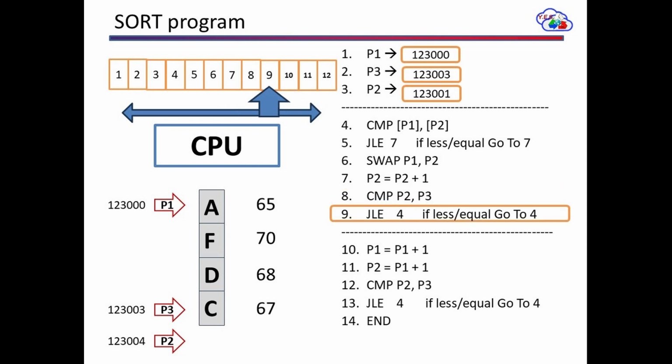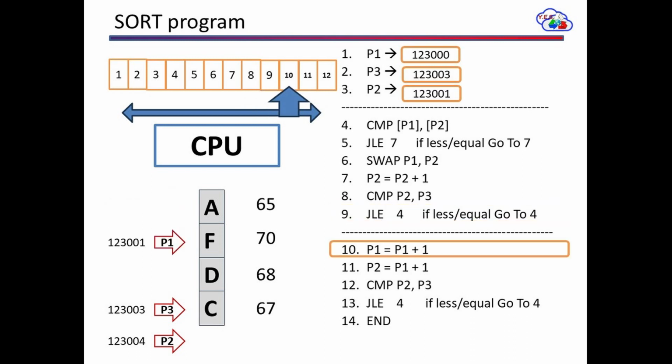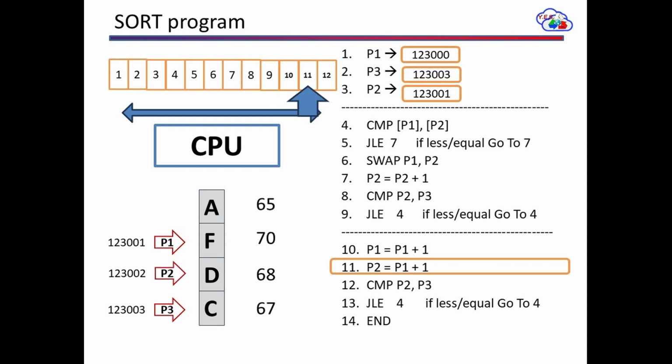Skip if 123004 is less than 123,003. False, then move on to the next statement. Add 1 to P1, which now points to the second element of the table, position 123001. Set P2 to the position following P1.